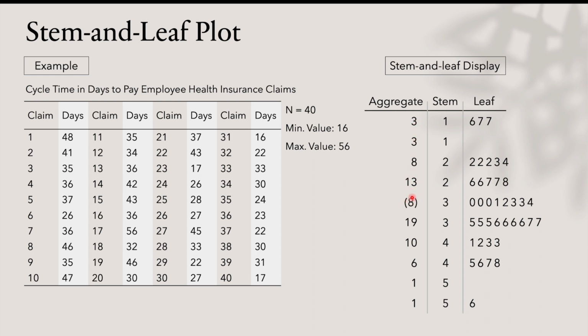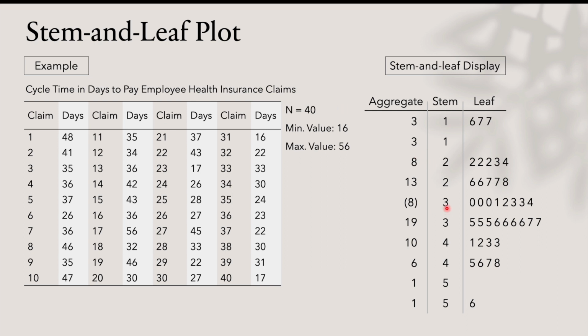Okay, and the middle one is the real number, not the aggregated one. This is the original number of leaves here, and it is represented in parentheses. So this aggregate portion is not compulsory, but it is good to have if you want to extract more information from the data.